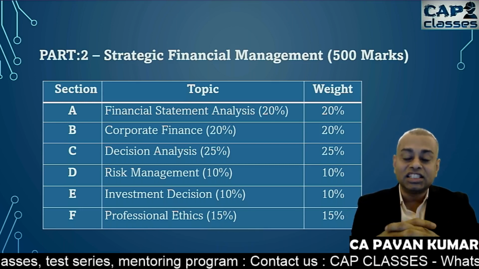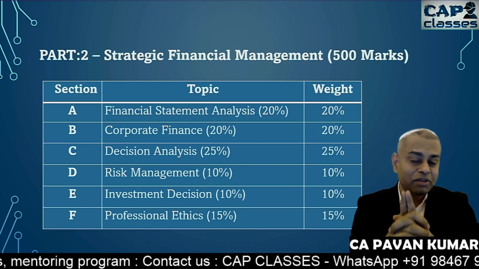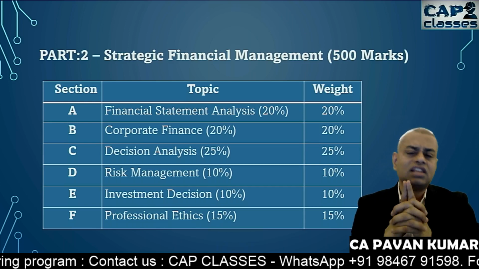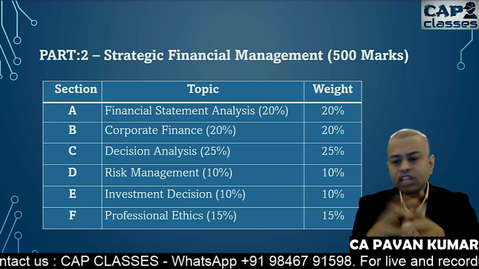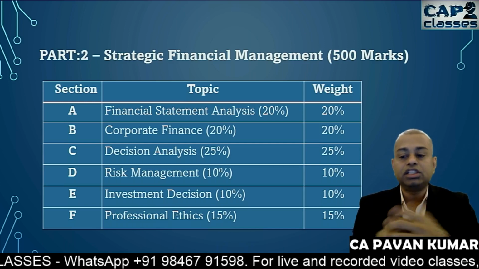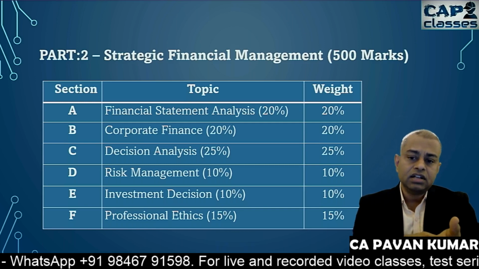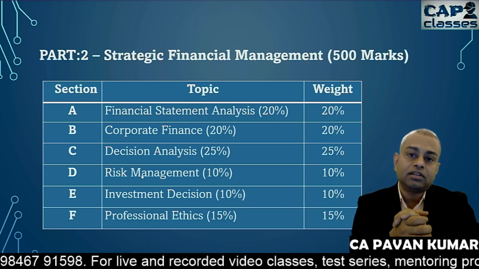There is no departmentalization. But even 20 years back there was risk management, and now also there is risk management, which is one of the most happening departments in the industry. Risk management is there, but of course only 10%. Then investment decisions, your capital budgeting, 10%, and then professional ethics. So if you look at all these things, this is financial management.